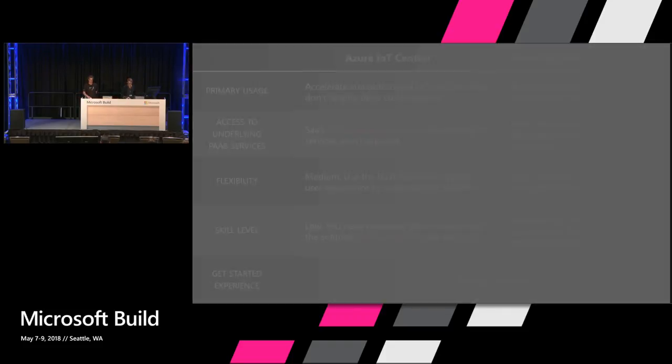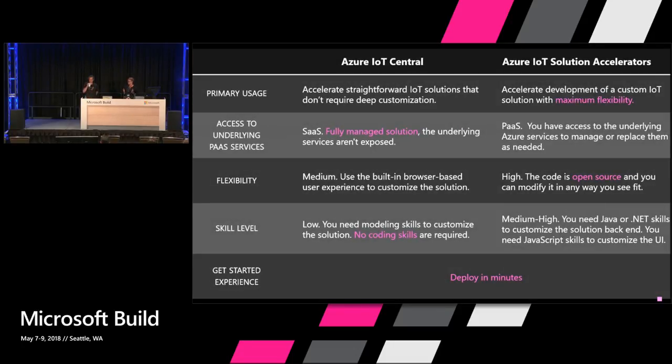So I want to look at these 2 solutions side by side to do a comparison in which solution you should use where. So Azure IoT Central is a great place to get started with a simple, straightforward solution. It's fully managed by Microsoft. They manage all the underlying services for you. You can use a web-based experience to customize that solution. And you don't have to have any coding skills to get started.